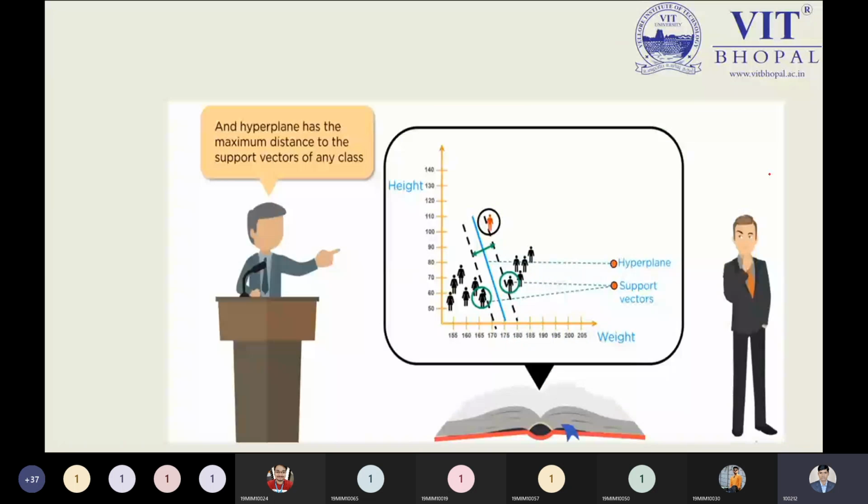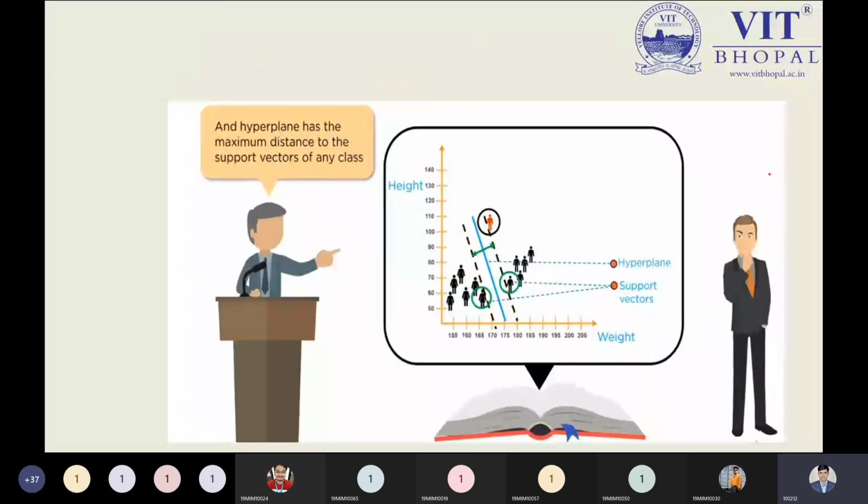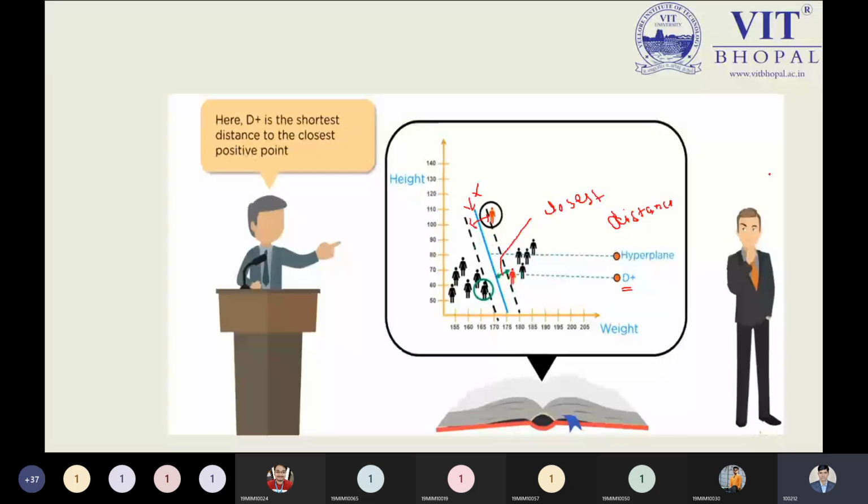After understanding this point, as I told you, what does it mean? Okay, so we were on this point. As I told you, the hyperplane has the maximum distance to the support vectors of the class. And after this point, this is the distance you need to calculate. From this hyperplane line to this point, you are calculating. From this point to this point, you are calculating. So this distance, why are we choosing this distance? Because this data point is closest to the hyperplane.